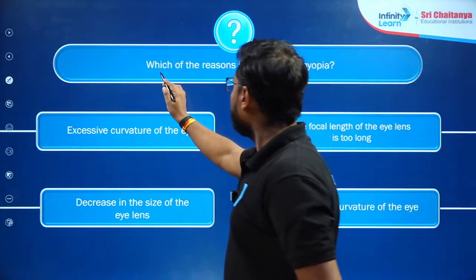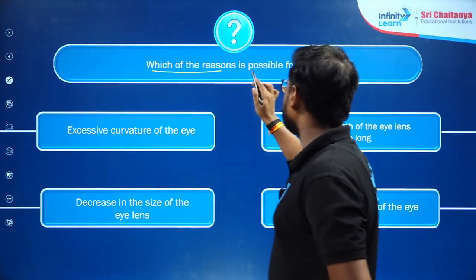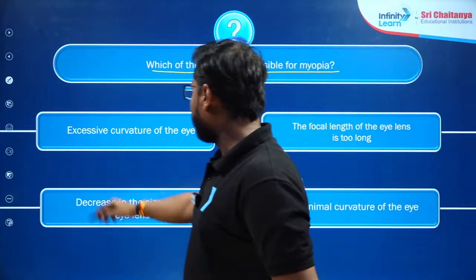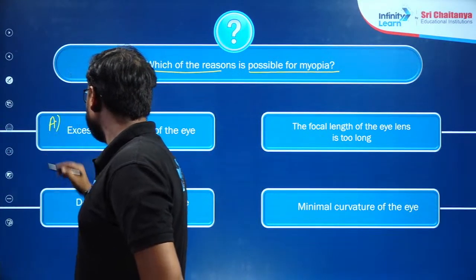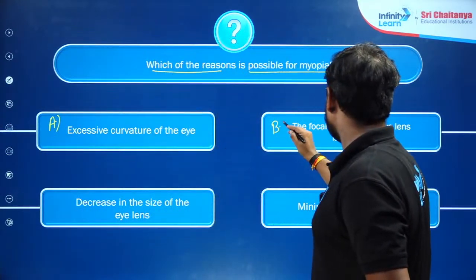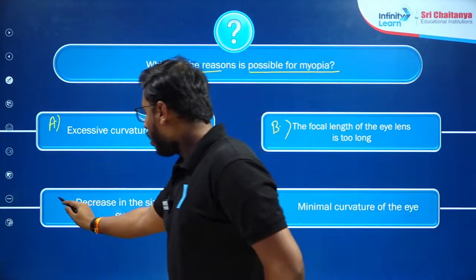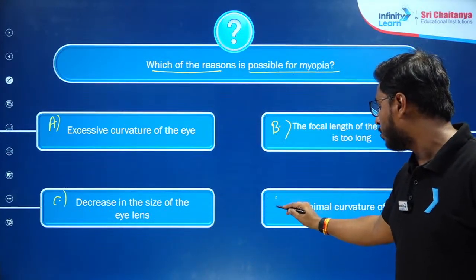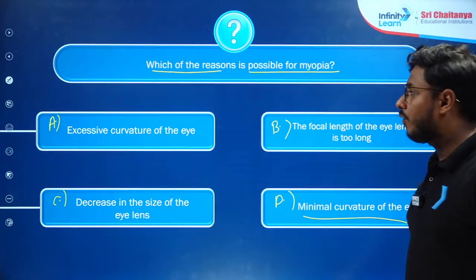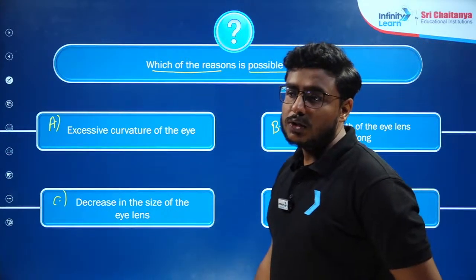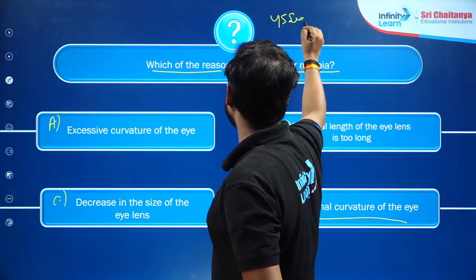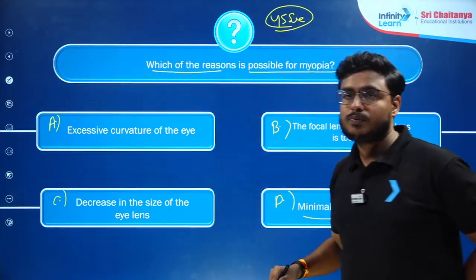What is the next question here? Which of the reason is possible for myopia? Option A, it is saying that excessive curvature of eye. Option B, the focal length of the eye lens is too long. Option C, decrease in the size of eye lens. And option D, it is minimal curvature of eye. So these are the 4 options for you, and you are having the time of 45 seconds again to answer that question, and your time starts now.